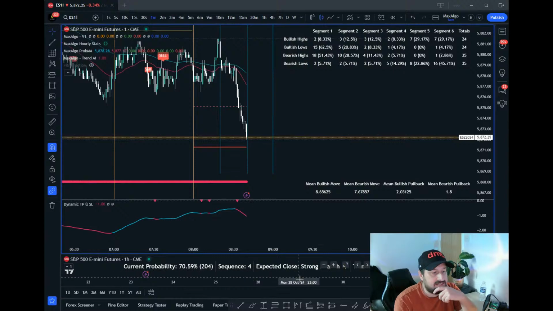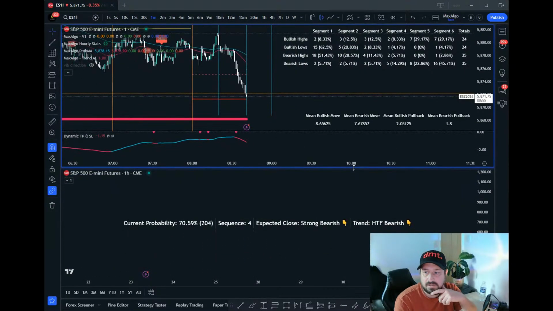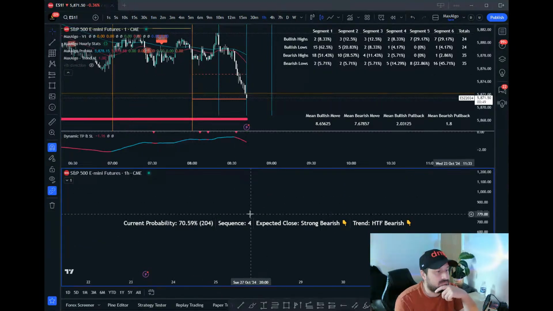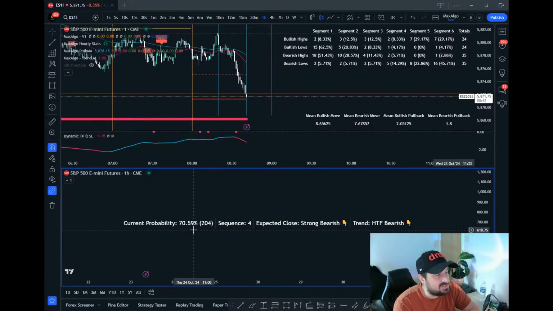So this is predicting, and I'm just going to move it up so you can see it. There we go. This is predicting the current candle outcome for the hour. You can see it's set to the hour here, yeah? And this is showing that of 204 candles, 70% of them closed bearish. The higher time frame is bearish.